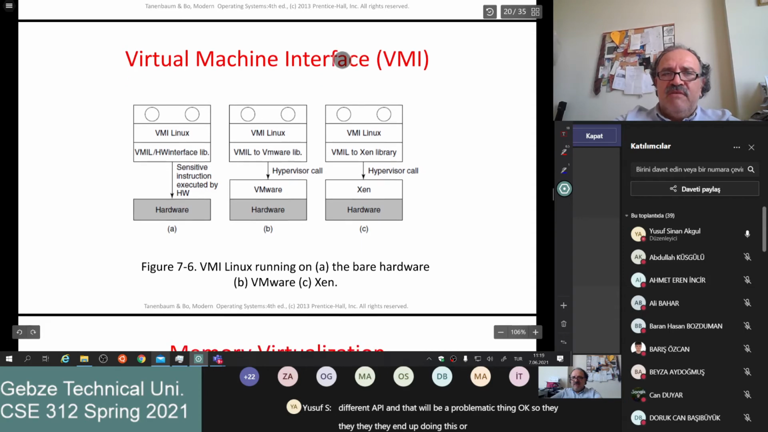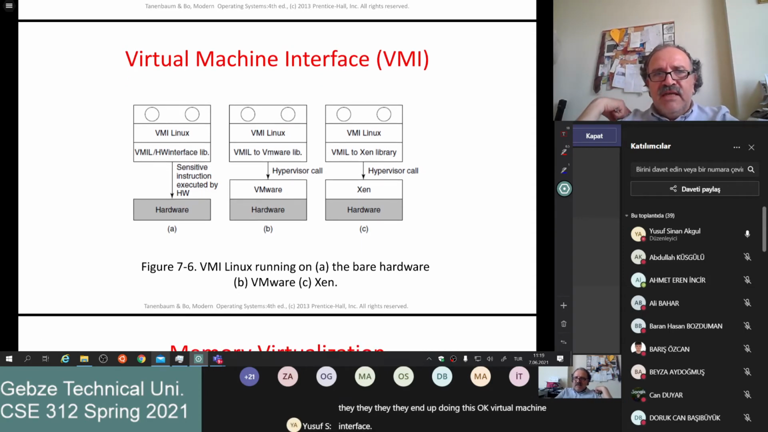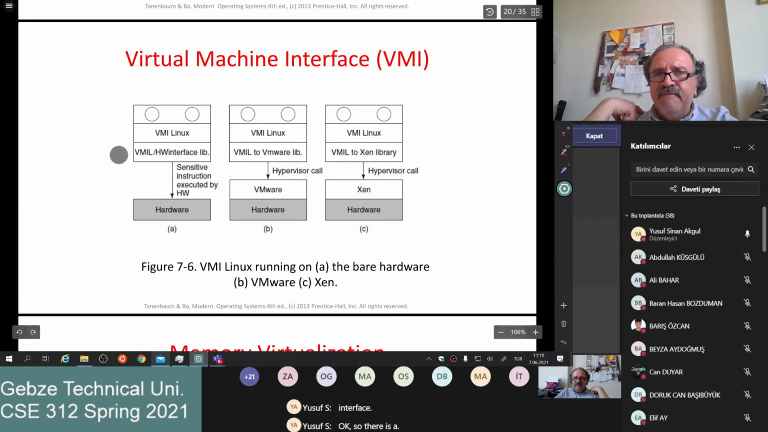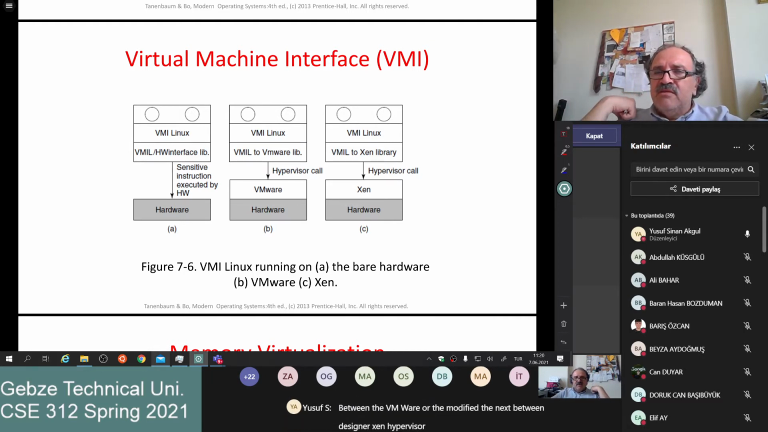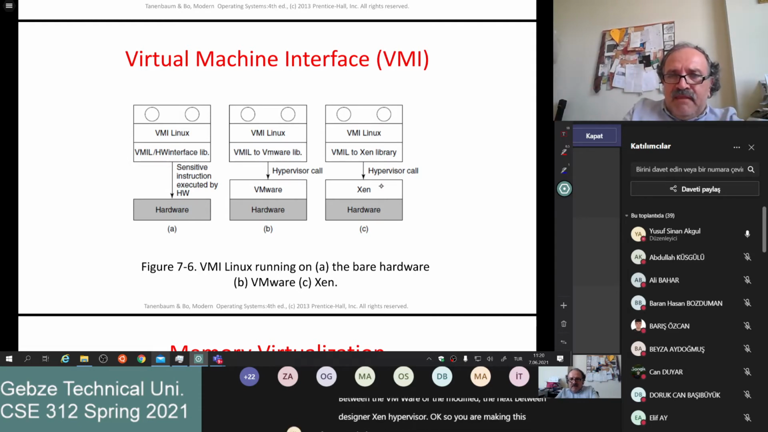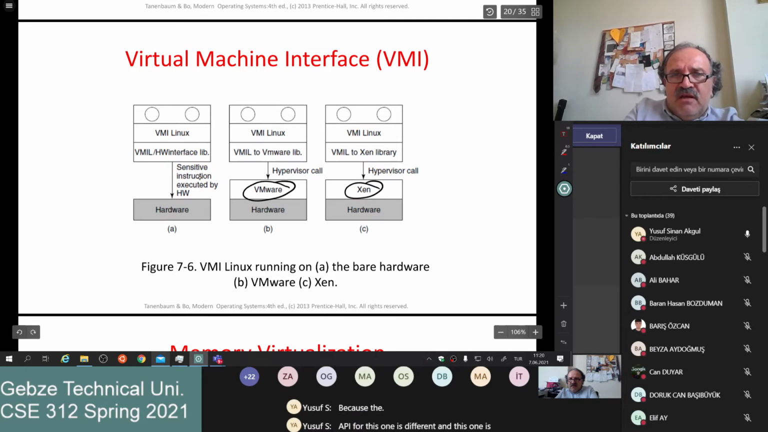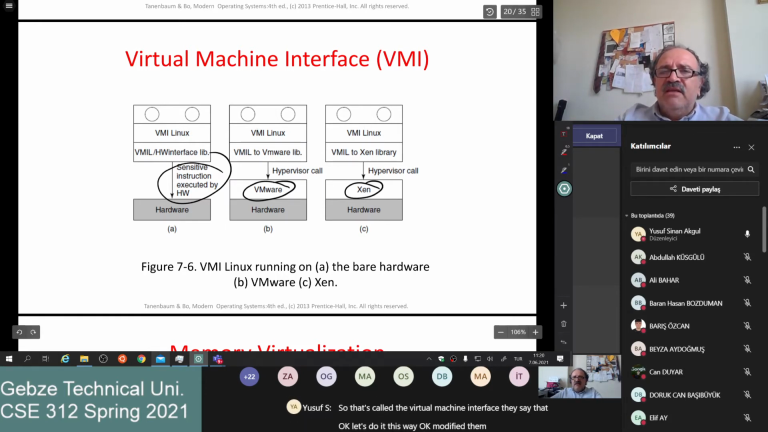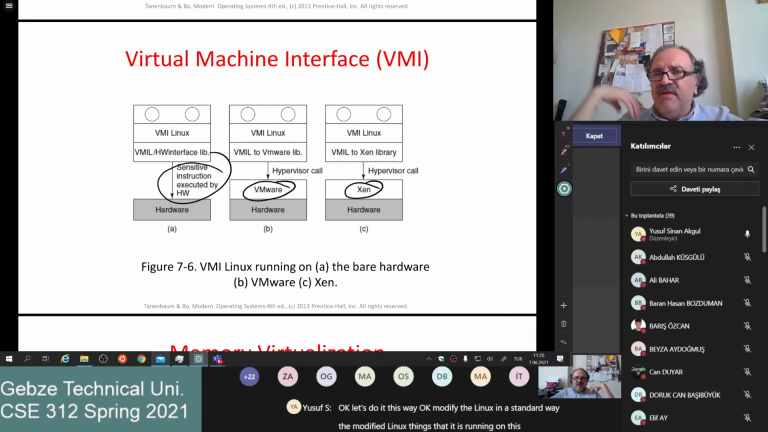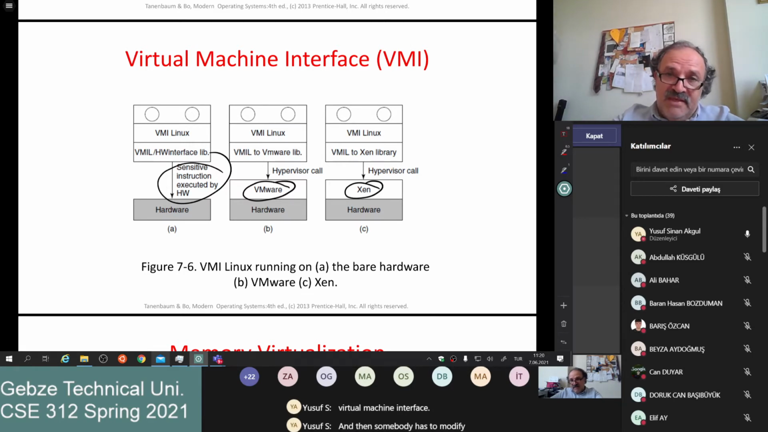The virtual machine interface. There is a virtual machine interface library. You put this library between your modified Linux and your hardware, or modified Linux between the VMware, or the modified Linux between the Xen hypervisor. You are making this translation because the API for this one is different and this one is different, and there is no API for this one actually because it is running on the bare hardware. So that's called the virtual machine interface. They say, let's modify the Linux in a standard way. The modified Linux thinks that it is running on this virtual machine interface, and then somebody has to convert all these API calls to the other types of hypervisors.